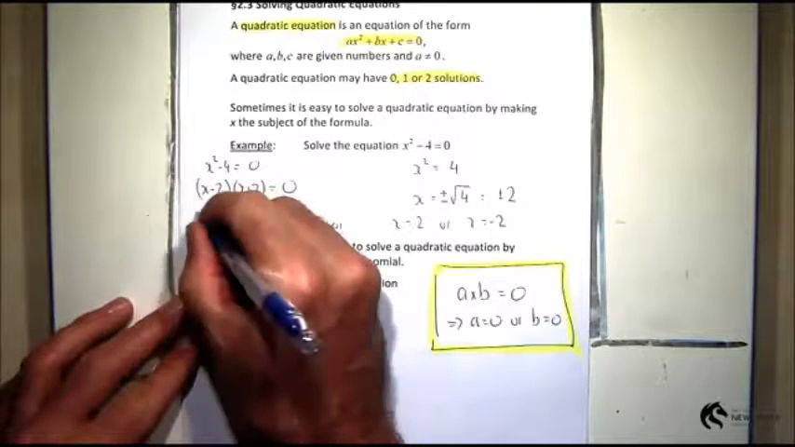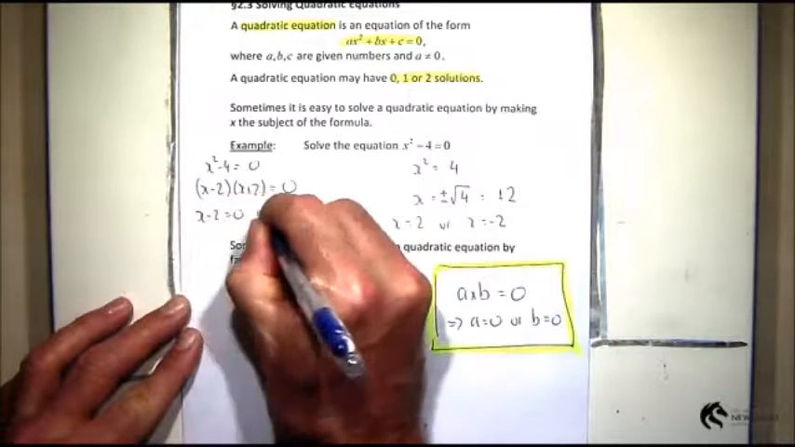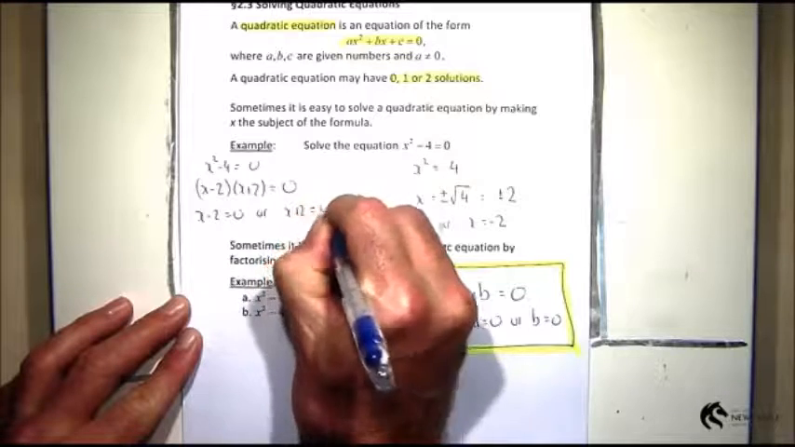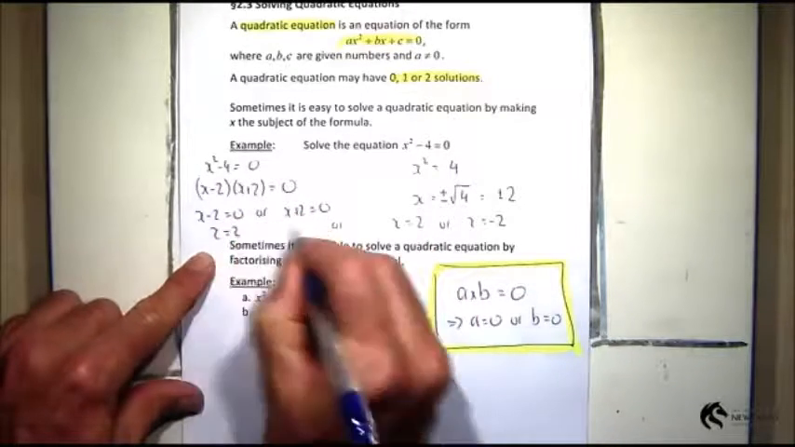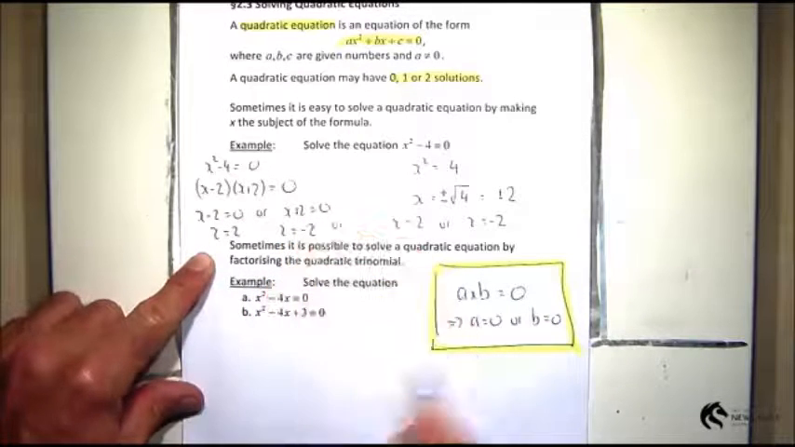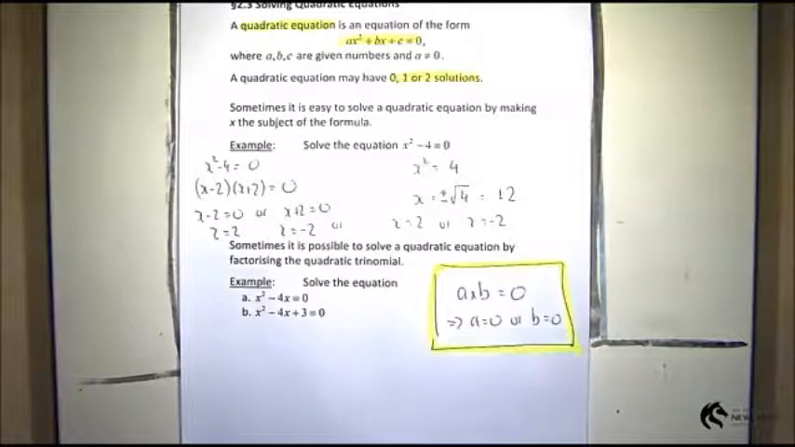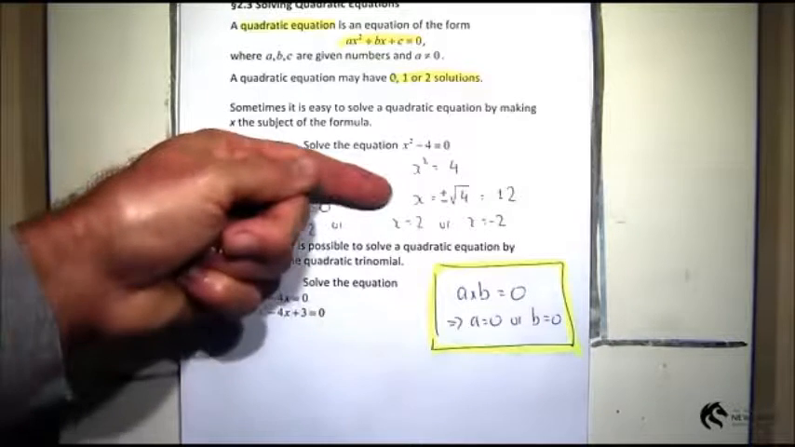So I have x minus 2 is equal to 0 or x plus 2 is equal to 0. This is now a linear equation which I can solve. That says x is equal to 2. This one says x is equal to minus 2. Same answer. In this case, doing that's much quicker.